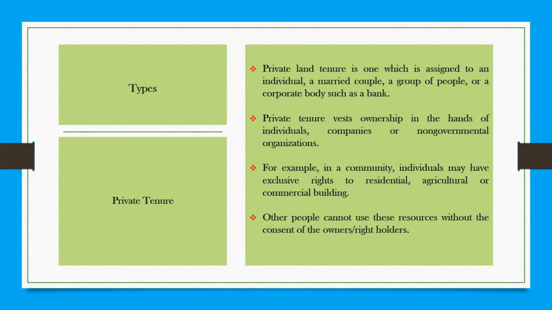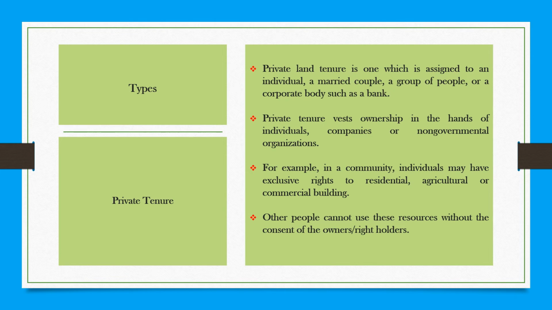Now, private tenure vests ownership of land and use in the hands of individuals, companies, or non-governmental institutions that own them. For example, in a community, individuals may have exclusive rights to residential areas, agricultural land, or a commercial building that sits on the land that they own. That means that other people cannot use these resources without the consent of the owners or the right holders.